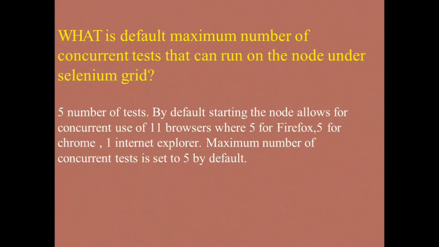Next question, what is the default maximum number of concurrent testers that can run on a node under Selenium Grid? The answer is 5 testers. By default, starting the node allows for concurrent use of 11 browsers, where 5 are for Firefox, 5 for Chrome, and 1 for Internet Explorer. The maximum number of concurrent testers is set to 5 by default.